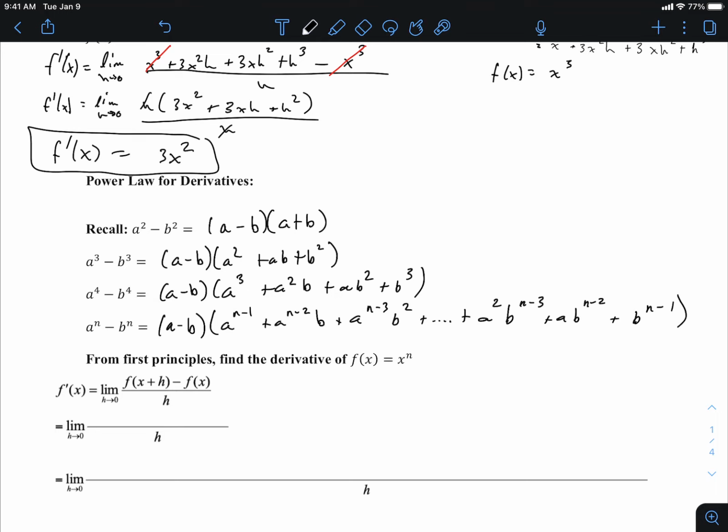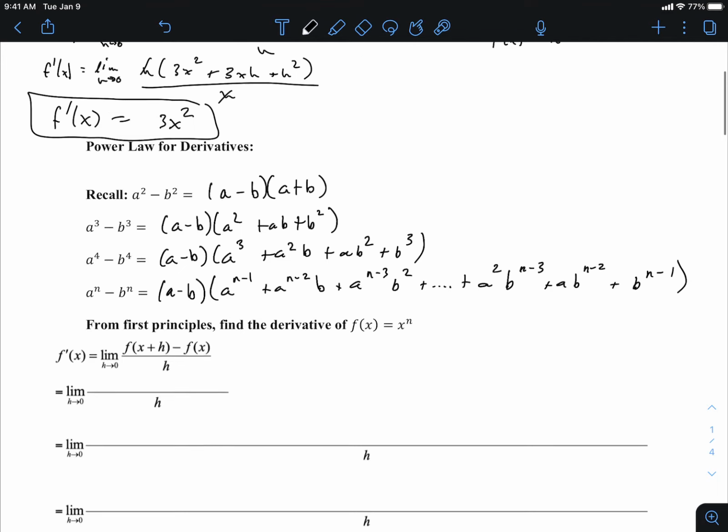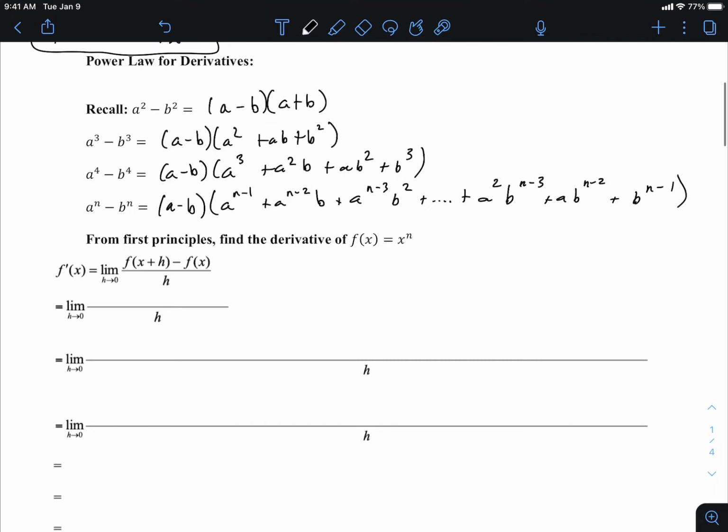Okay, and so what we're going to actually do is for any function, x to the power of n, we can apply what we call the power law. This is where we're going to produce the power law proof. So we're going to use this last one here to help us.